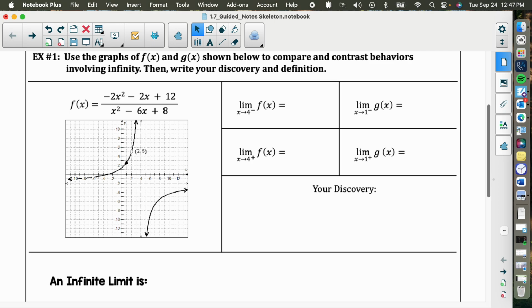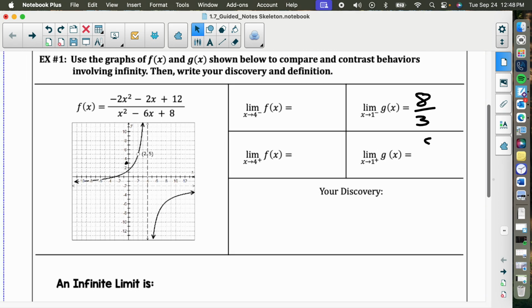Did somebody already do it? Is it 2.5 or is it close? So -2 minus 2 is -4 plus 12, 8. 1 minus 6, -5 plus 8, 3. I already forgot what the top was. 8? 8 divided by 3? So I guess it's 2 2/3, 8/3. Okay, so good though, very good.